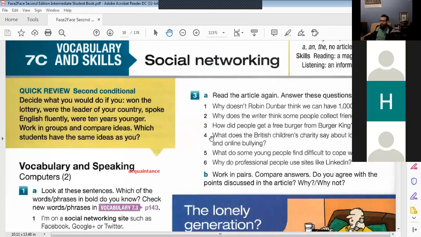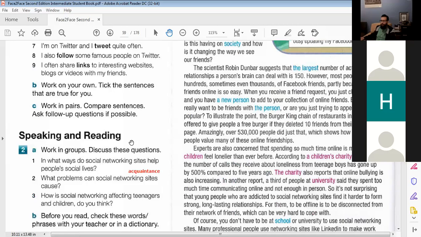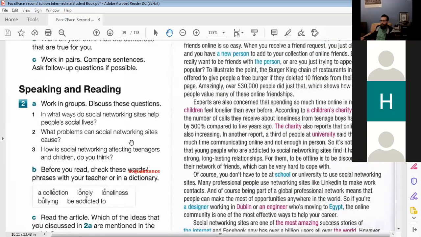Okay, so now the fourth question. It says, what does the British children's charity say about loneliness and online bullying? Yeah, it's a shocking number. It shocked me a lot. You're right. 500%. Almost all of them. Yeah. So imagine, and like I said, this is from 8 years ago. So imagine the situation now.